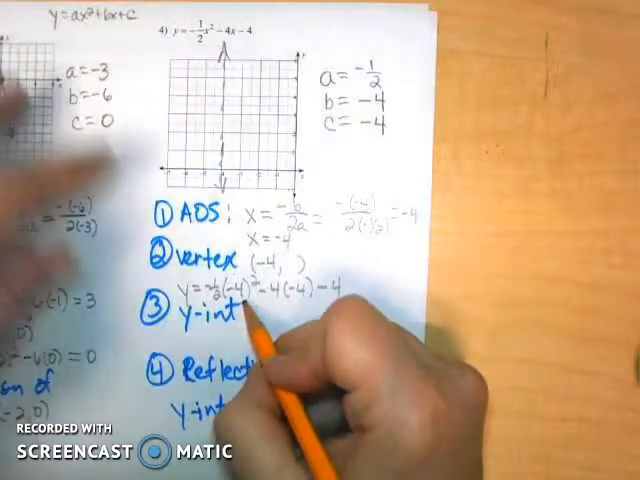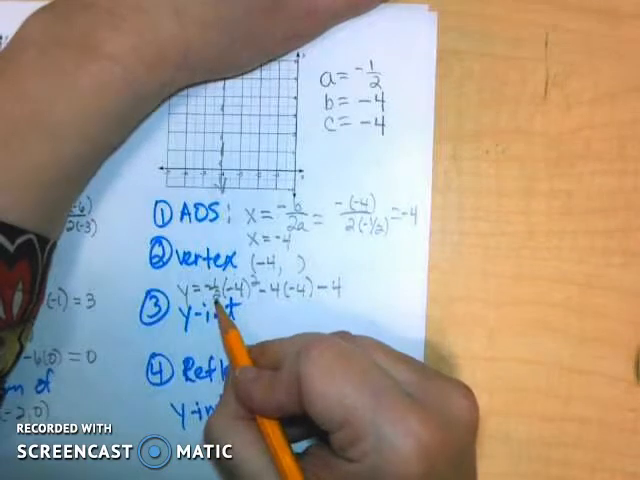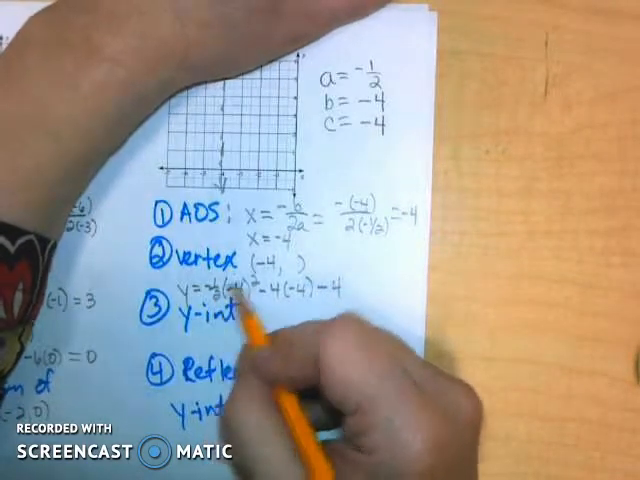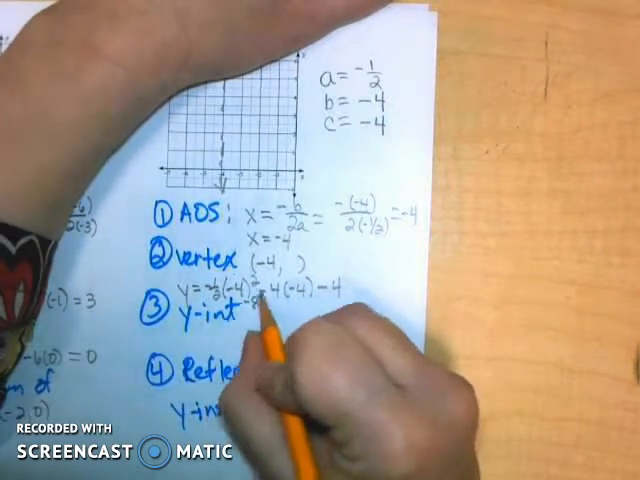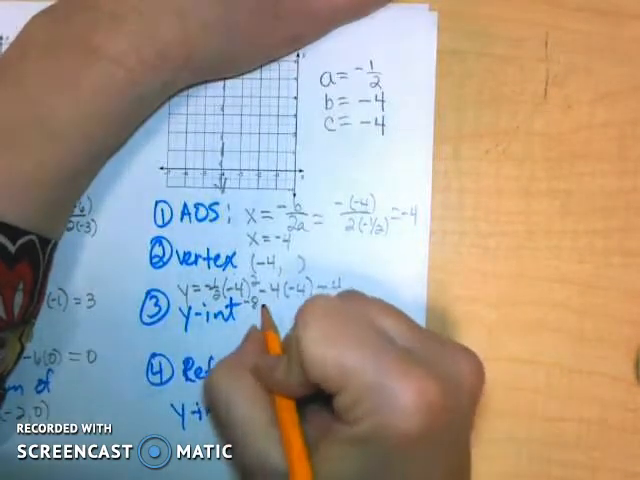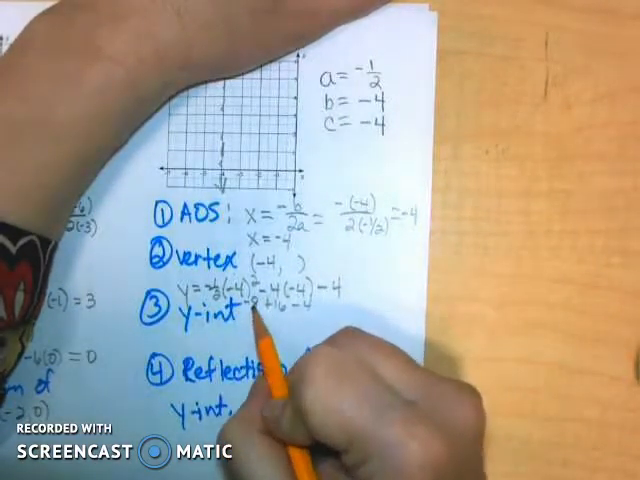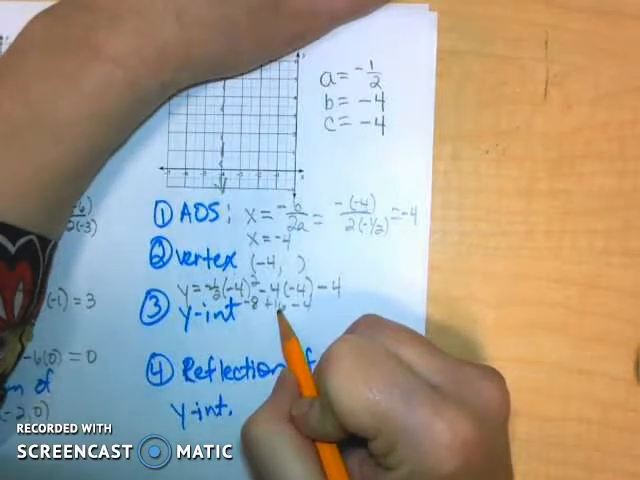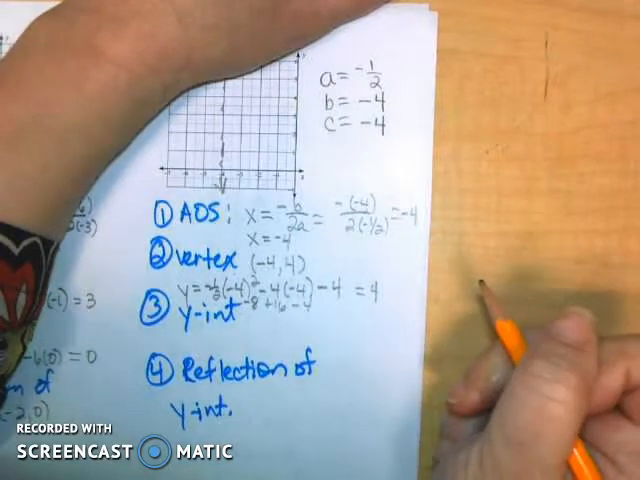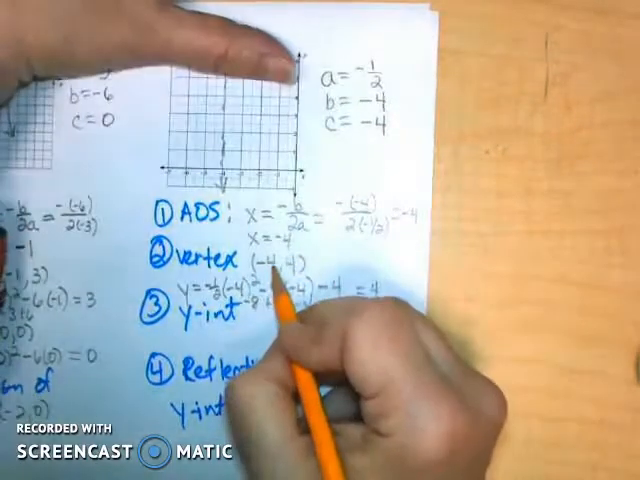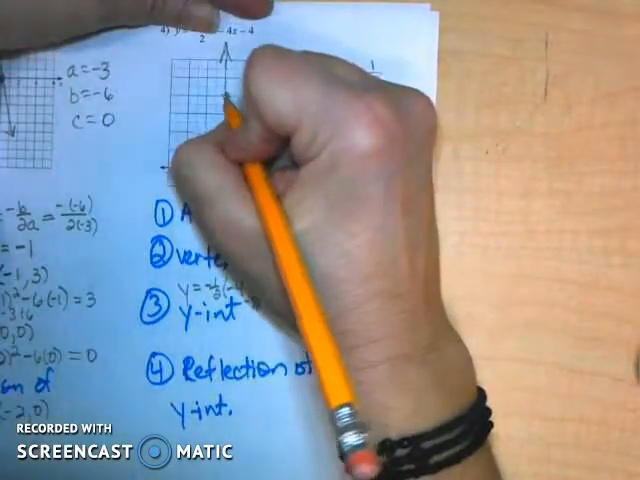So we're going to figure all this out. Negative 4 squared is 16. 16 times negative 1/2 is going to be negative 8. So that whole thing there is negative 8. And then negative 4 times negative 4 is positive 16, and then we're going to subtract 4 from that. Negative 8 plus 16 is 8. 8 minus 4 is 4. So the y value for our vertex point is 4. All right, so the vertex is going to be at negative 4, 4, right there.